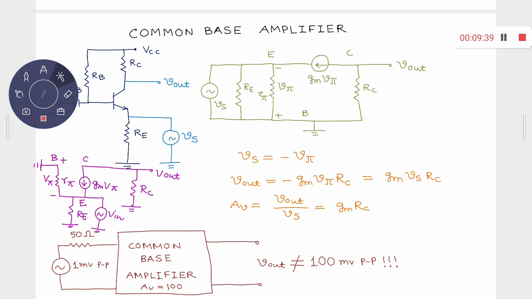Hopefully not. Now say for example, I have a common base amplifier with a gain of say 100, and I have a 1 millivolt peak to peak signal with some non-zero source resistance, say 50 ohm. What do we expect at the output side? You should expect 100 millivolt. Maybe some loss, so close to 100, 90 millivolt or 85 millivolt, close to that.